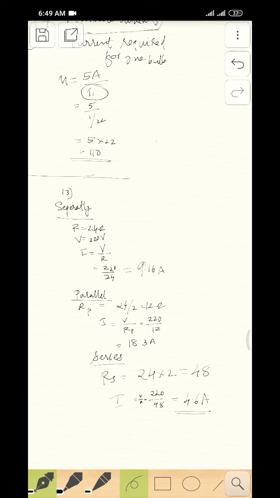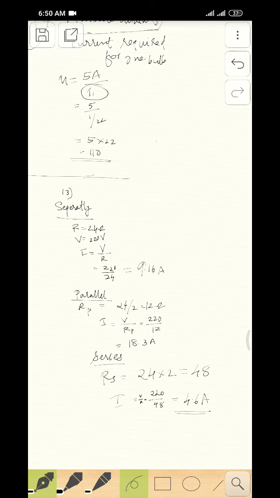In the first case, you are connecting the resistance separately, that means only a single resistor. In the next one, you are connecting the two 24 ohm resistors in parallel, and in the third case you are connecting them in series. So you have to derive the amount of current in these three cases. V is given, R you can find. In the first case, R will be 24 ohm only.